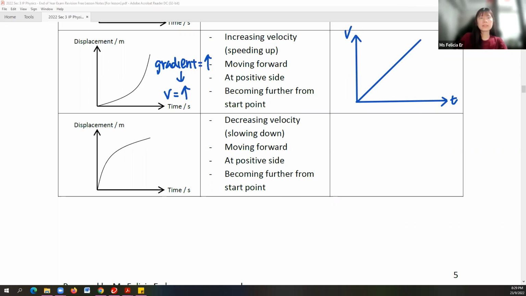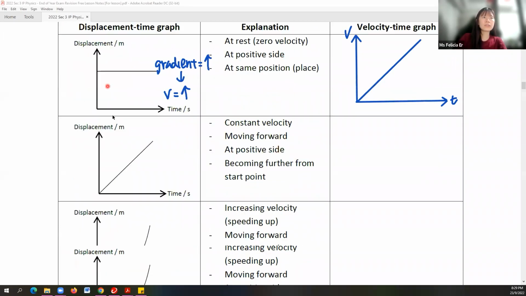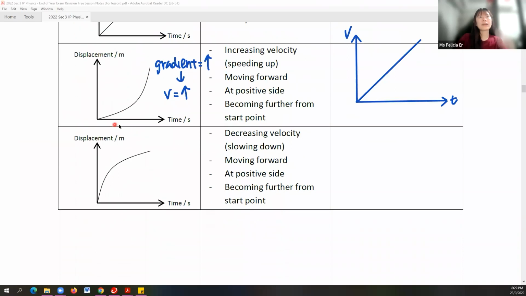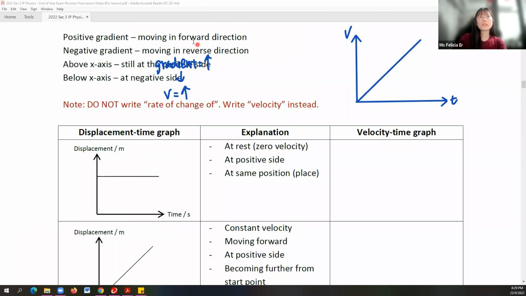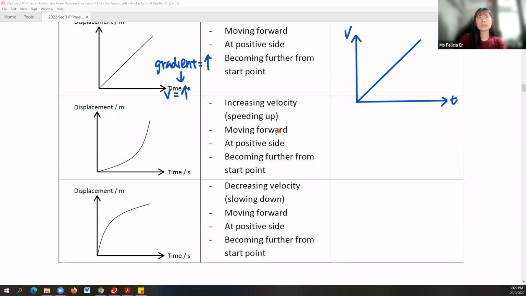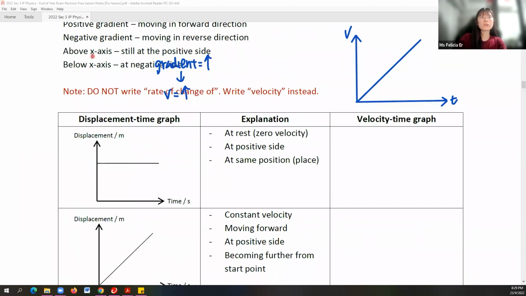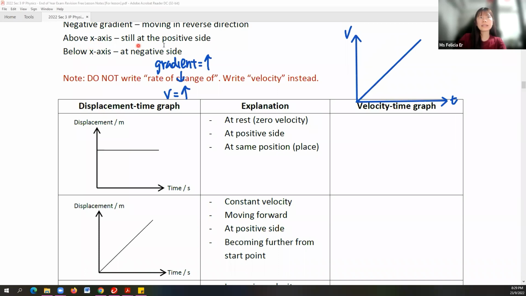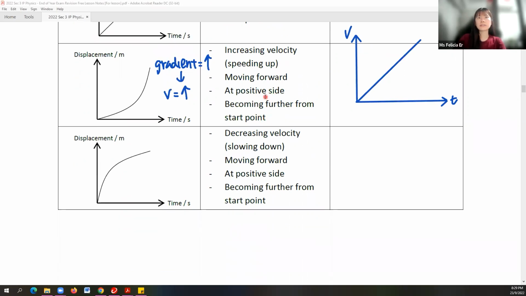Then next, same thing, you also check based on the legend above, always follow the legend. So first you check, is it positive or negative gradient? This one is an upward line. Upward is positive gradient. So positive gradient means it is moving in the forward direction. Next, you check, is it above or below the x-axis? For this graph, it is above the x-axis. That means it's still on the right side of the start line. That's why I wrote over here, that it is on the positive side.